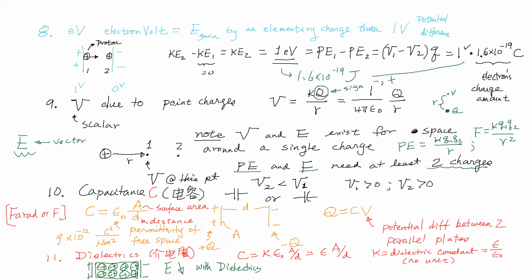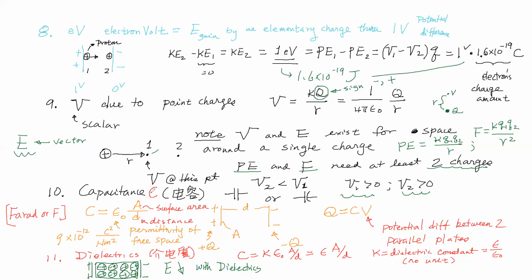Okay, so in this case, this KQ divided by R, if this one is positive, then V1 at point 1 will be positive because Q is positive. At point 2, V2 is also positive. But since R is bigger for point 2 and is in the denominator, V2 will be smaller than V1. Okay, all right, almost there.